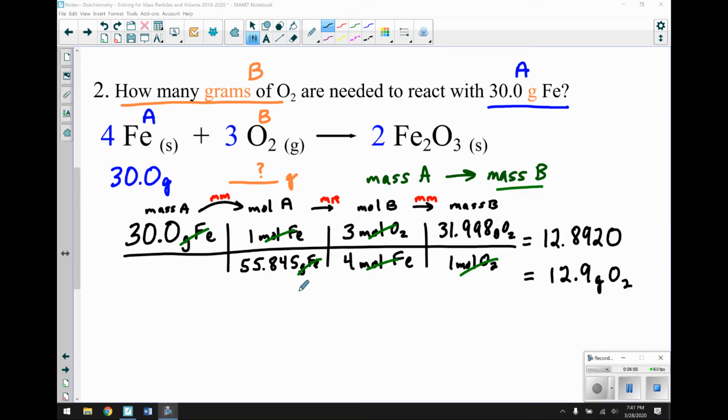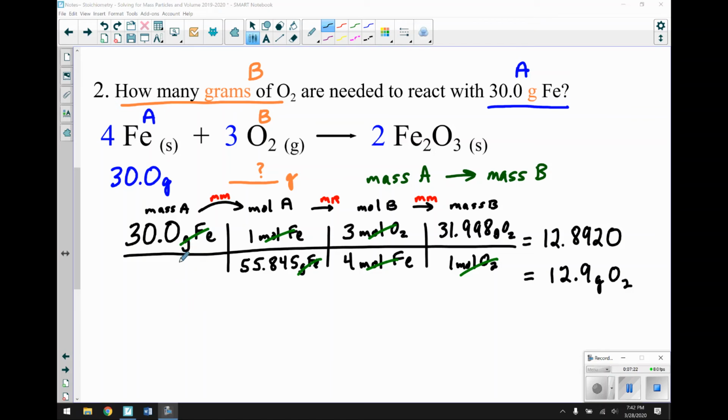So we take 30 divided by 55.845 times 3 divided by 4 times 31.998 and round it to 3 sig figs, which is the number of sig figs in my starting amount, 12.9 grams of oxygen. So to react with 30 grams of iron, I would need 12.9 grams of oxygen according to stoichiometry.